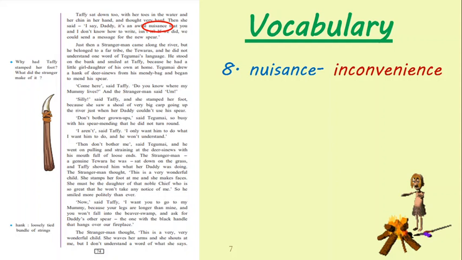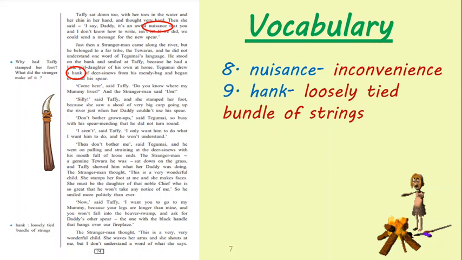Students, what did Tegumai retrieve from his bag to mend the spear? Right. Tegumai retrieved a hank of deer sinews from the mendy bag to mend the spear. Now look for a word that means loosely tied bundle of strings. Yes, you're right. The word hank means loosely tied bundle of strings.